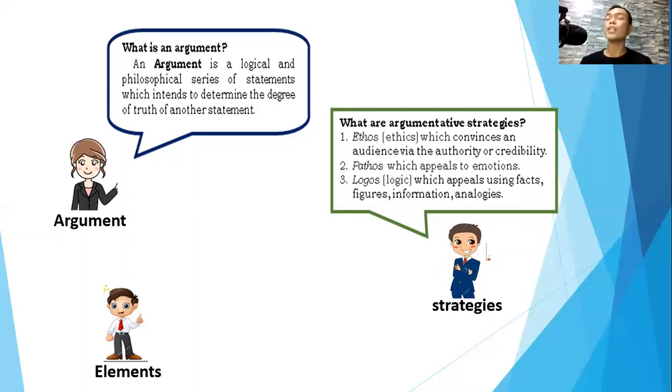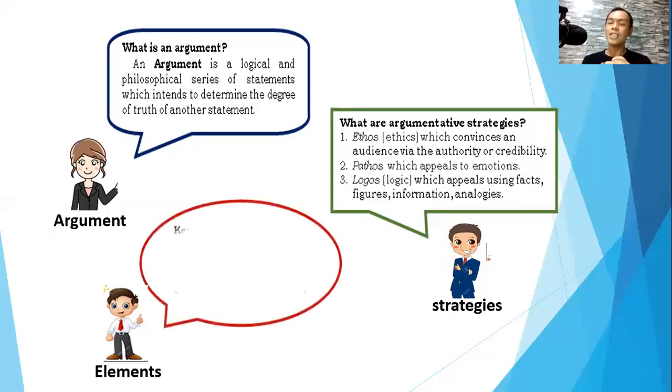which appeals using facts, figures, information, or analogies. So during your argumentative speech, during your opening speech, during your argumentative statement, and during your final speech, you have to stand firm by showing some facts, figures, information, or analogies to convince the audience or the listeners, so that at the end of the argumentation, things are honestly favorable on your part, right?